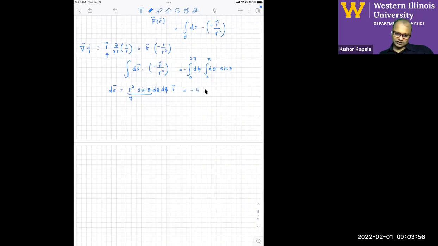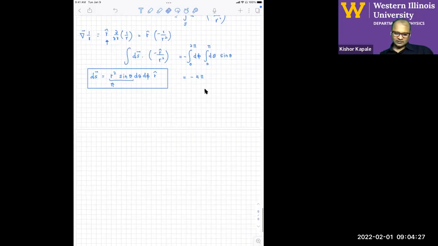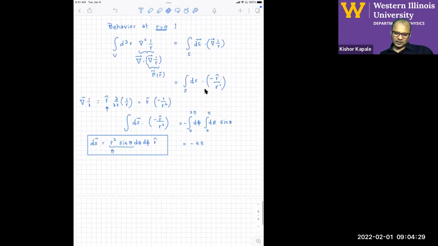Oh, sorry, I shouldn't be mixing these two. Let me move this. That's not what it's equivalent to. I'm going to put a box around it. Okay, everybody with me? And so you get negative 4 pi times 1, right? So negative 2 pi from the d phi, a factor of 2 from the theta integral, and I don't even need this, just negative 4 pi.